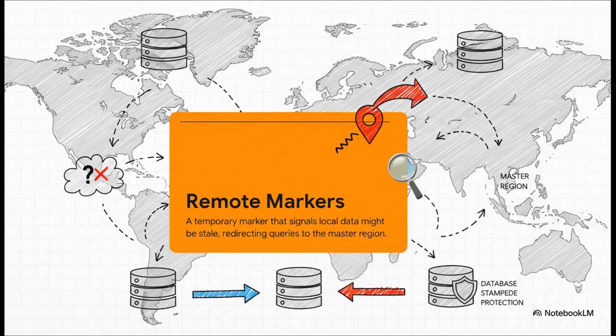And the solution is another one of these wonderfully elegant tricks. They call them remote markers. When data is written in the US, a tiny little marker is immediately set in the European cache. If a server in Europe sees this marker, it's basically a little warning flag that says, hey, careful, the data you're about to read from your local database might be stale. To be safe, you should go ask the master database in the US directly.